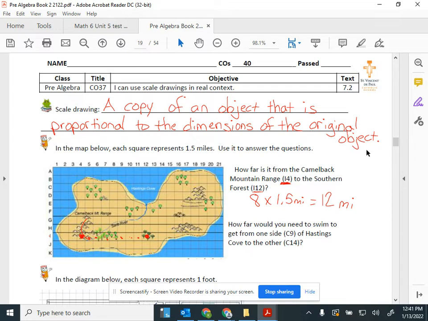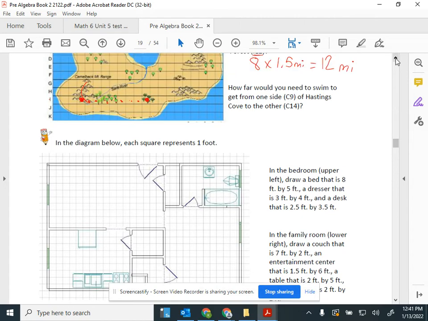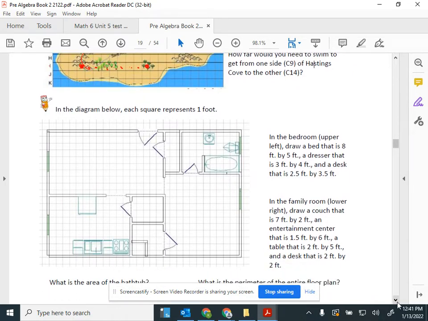This is a pretty basic lesson today. It's only the one page. So we can see we know how to work with the map. So we should be able to do the second question. Then on the bottom it says in the diagram below, each square represents 1 foot. Our squares are like really big now.